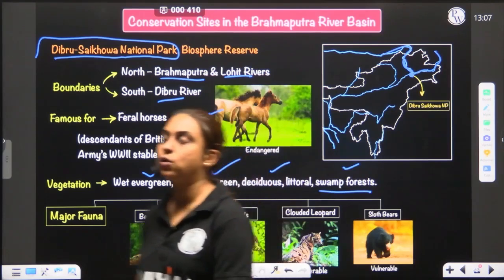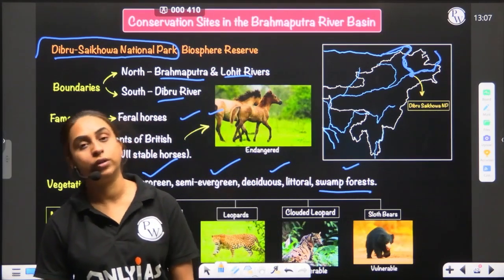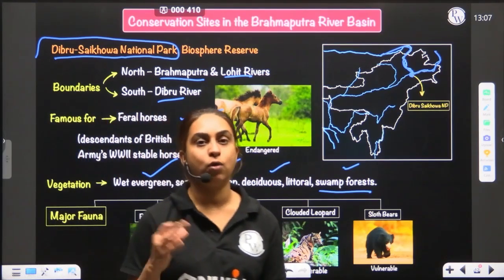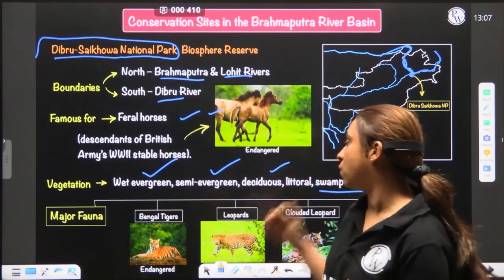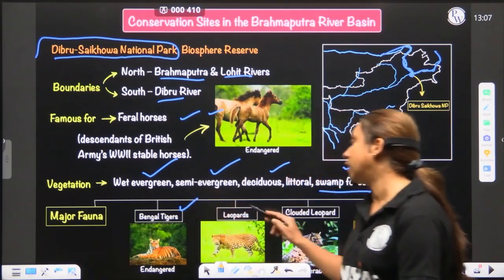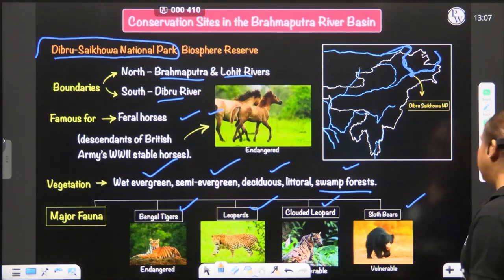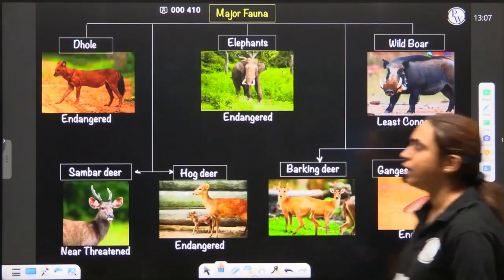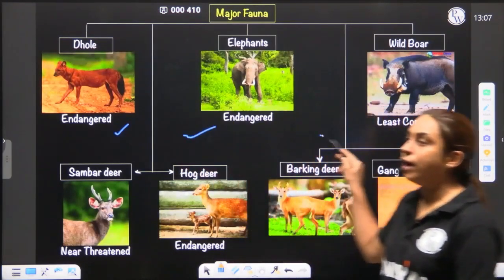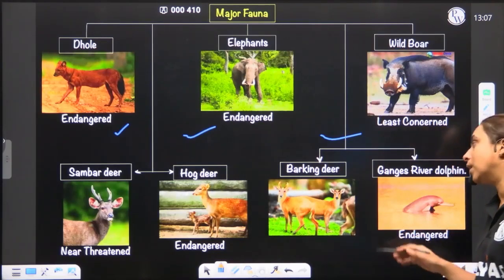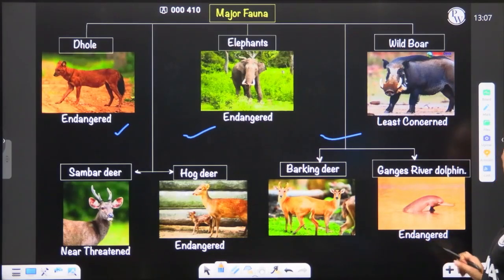So Dibru-Saikhowa National Park: you have the Dibru River, the Lohit River, the Brahmaputra River, and a lot of different vegetation, and it is famous for its horses. Apart from horses, you have Bengal tiger, leopard, clouded leopard. You also have the sloth bear in Dibru-Saikhowa National Park. You also have elephants, dhole, wild boar, sambar deer, hog deer, barking deer, and also various dolphins that we have.